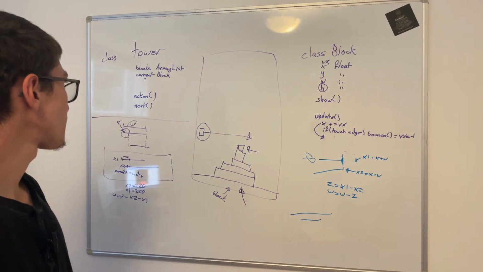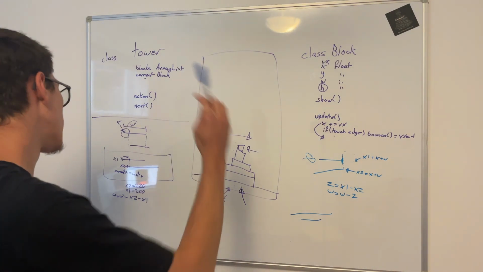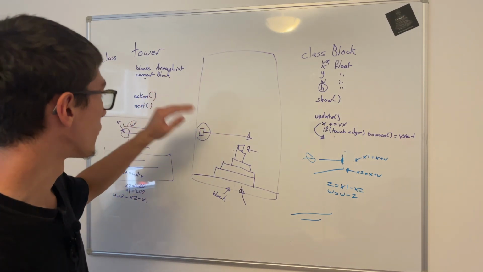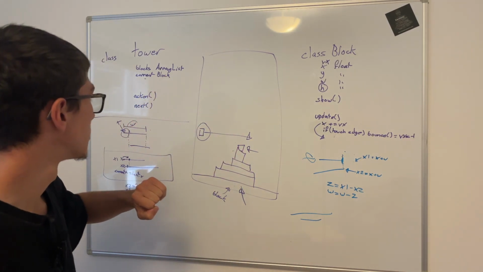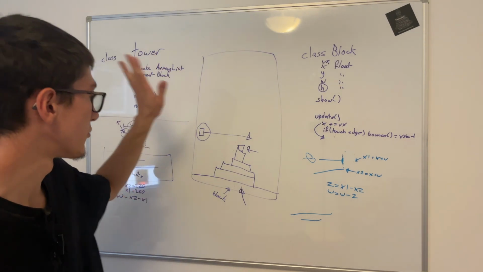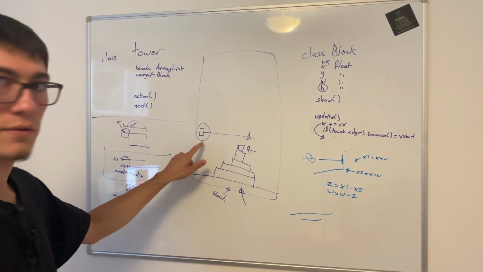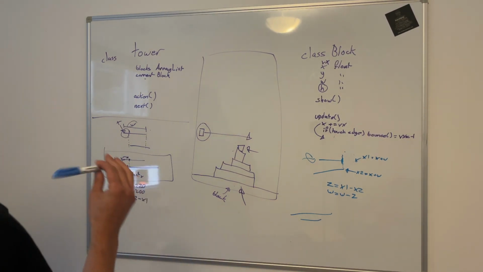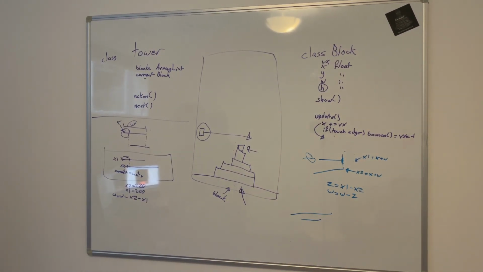All right, so we cut the current, and then we add it to the list of blocks, and then we call next. It creates a new current, and then we're pretty much good to go. All right, so let's do this.